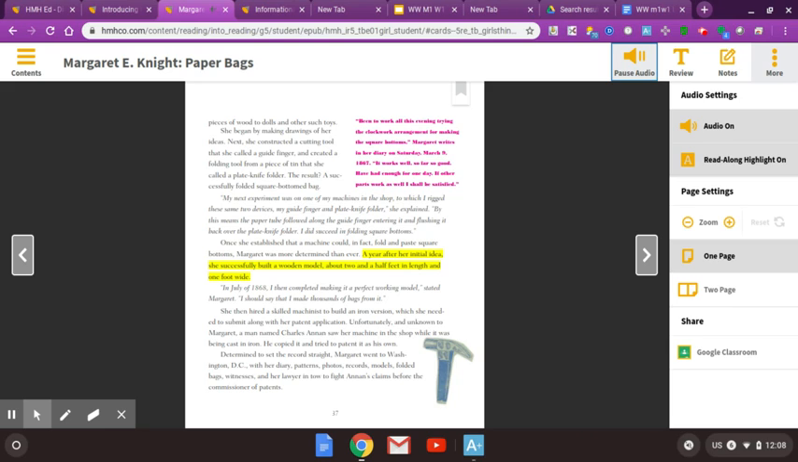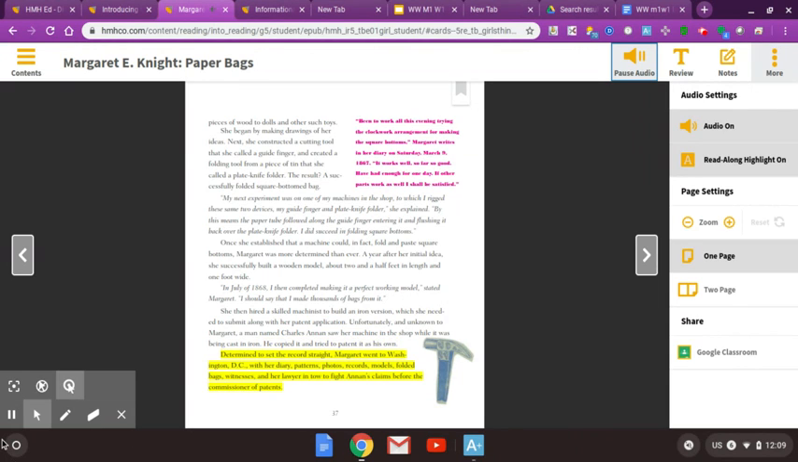A year after her initial idea, she successfully built a wooden model about 2.5 feet in length and 1 foot wide. In July of 1868, I then completed making it a perfect working model, stated Margaret. I should say that I made thousands of bags from it. She then hired a skilled machinist to build an iron version, which she needed to submit along with her patent application. Unfortunately, and unknown to Margaret, a man named Charles Annan saw her machine in the shop while it was being cast in iron. He copied it and tried to patent it as his own.